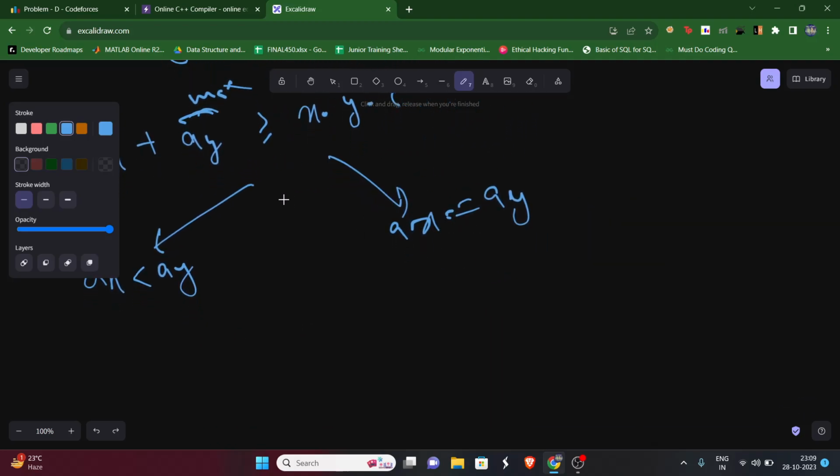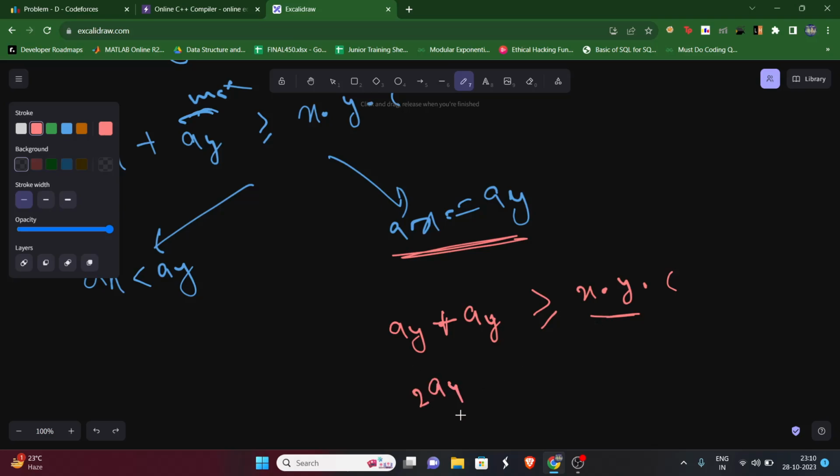So let's talk about this second case first. If a of x is equal to ay, then what we can write is a of y plus a of y should be greater than x into y into c. Remember, ax and ay were equal, not x and y, so it will be x into y. So what we can write down is 2ay should be greater than x into y into c.